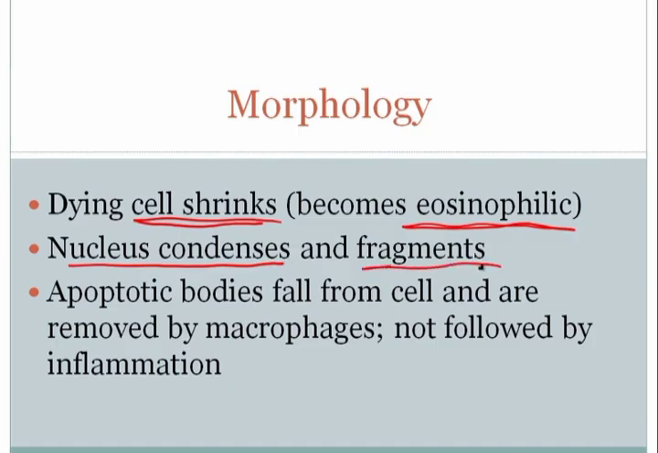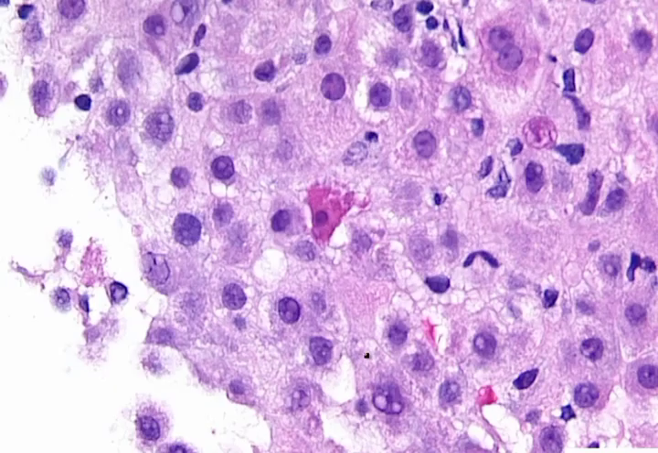And the third is that the apoptotic bodies will fall off from the cell, and it's important to remember that those apoptotic bodies are removed by macrophages. Apoptotic bodies are removed by macrophages. There is no inflammation, no acute inflammation that follows apoptosis. And this is important because it's a contrasting point against necrosis. Remember that necrosis is followed by acute inflammation, whereas apoptosis is not followed by inflammation.